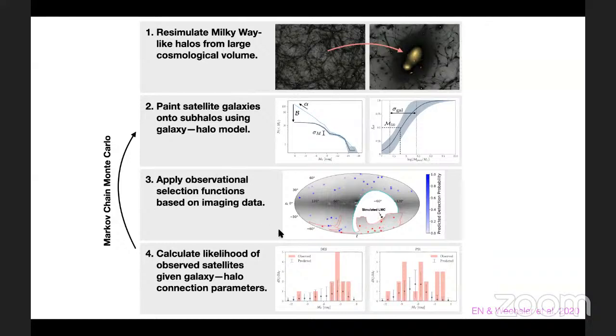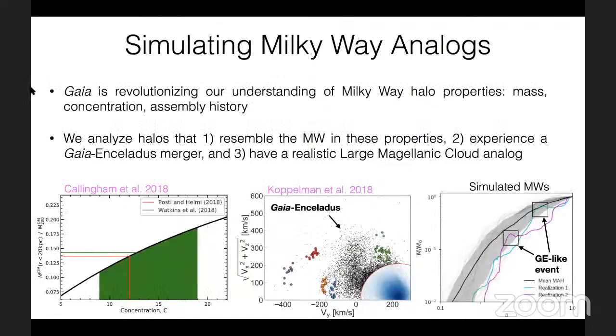And the important point is that, given these theoretical predictions that can be placed on the same footing as the observations, we can actually perform a statistical inference, right, and fit for the parameters of the galaxy halo connection and infer what that function is doing in the extremely low mass regime. Okay, so that was just a bit of an overview. I'm going to go into more detail now.